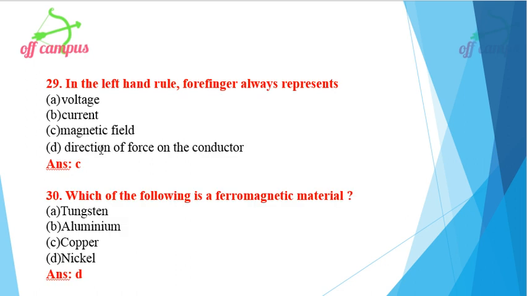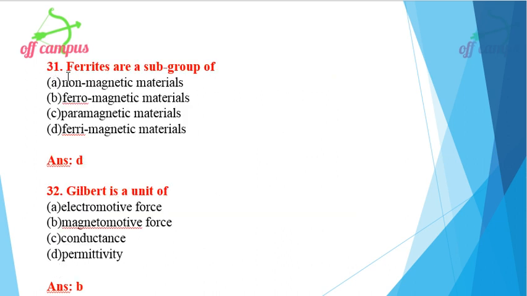See where we stopped. Which of the following is a ferromagnetic material? It is nothing but option D, nickel. Okay. Then 31. Ferrites are a subgroup of non-magnetic material, ferromagnetic material, paramagnetic material, ferrimagnetic material. Ferrites are a subgroup of ferrimagnetic material. Okay. Then Gilbert is a unit of electromotive force, magnetomotive force, conductance, permittivity. Gilbert is a unit of magnetomotive force. Option B is the right option.